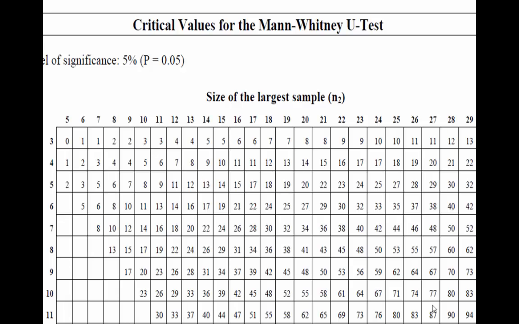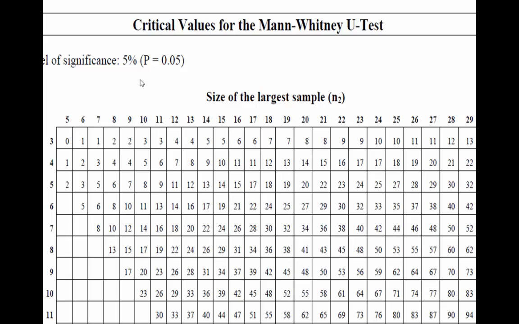So here's kind of an abbreviated example of a U table, and you want to make sure it's specific to the level of significance. So since our level of significance is 0.05, we want to make sure that we use that. And these are easily found on the internet, but I've provided you with an example here.